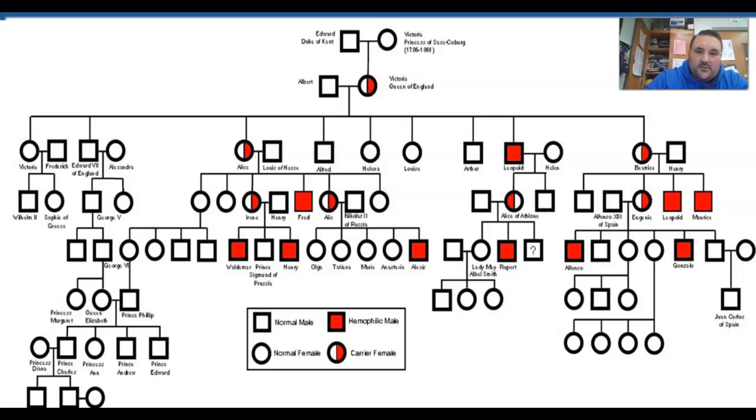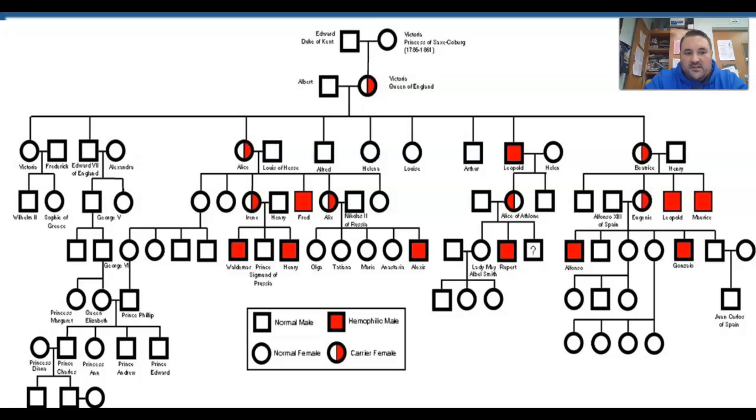So here's Queen Victoria and Prince Albert. Now they had 1, 2, 3, 4, 5, 6, 7, 8, 9 kids. 3 of the girls were carriers. That means they had 1 bad gene for hemophilia, 1 good gene. Poor Prince Leopold actually had hemophilia.